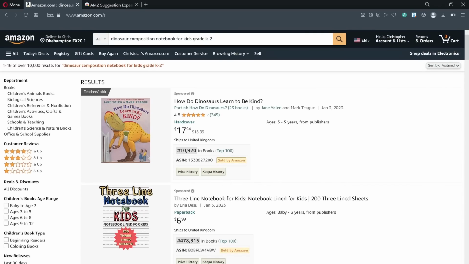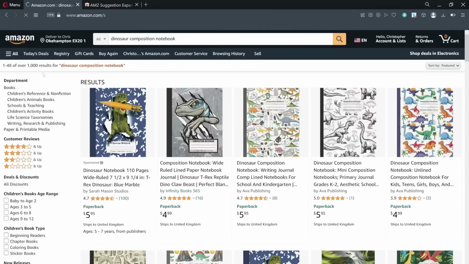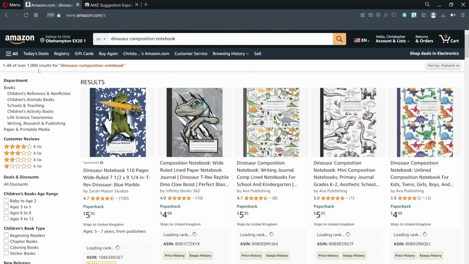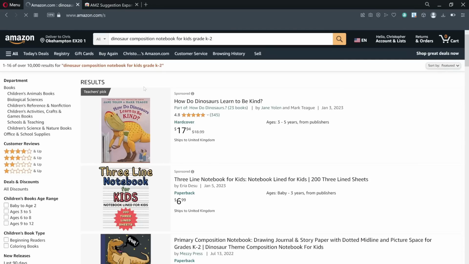Okay, so this is why you ignore the search results. Are you telling me that there's more search results for dinosaur composition notebook for kids grade K2 than there are for dinosaur composition notebook, which has 1,000? It doesn't make sense, right? So it's obviously picking up on these other search terms and including books in that.